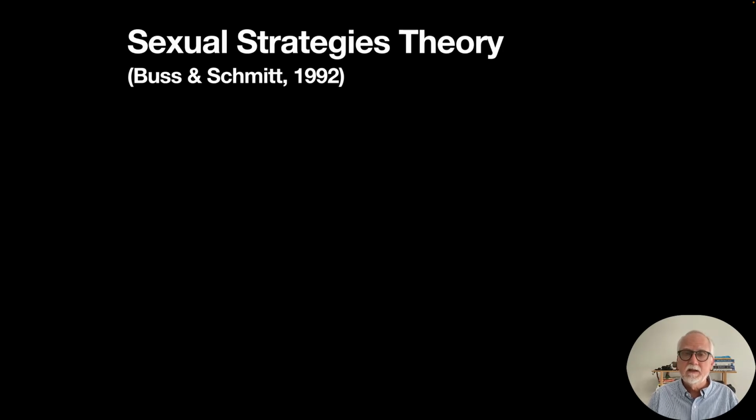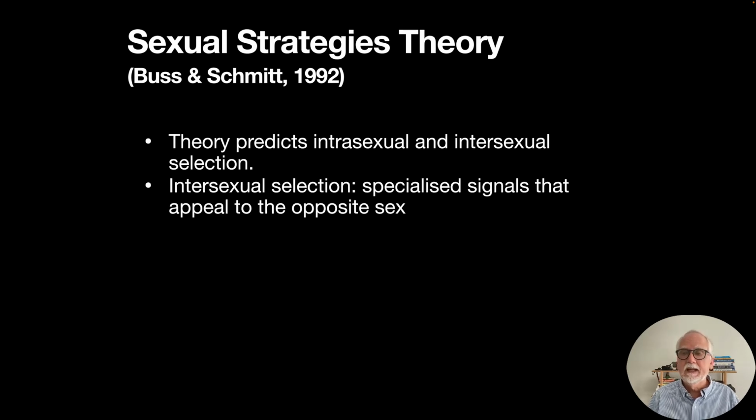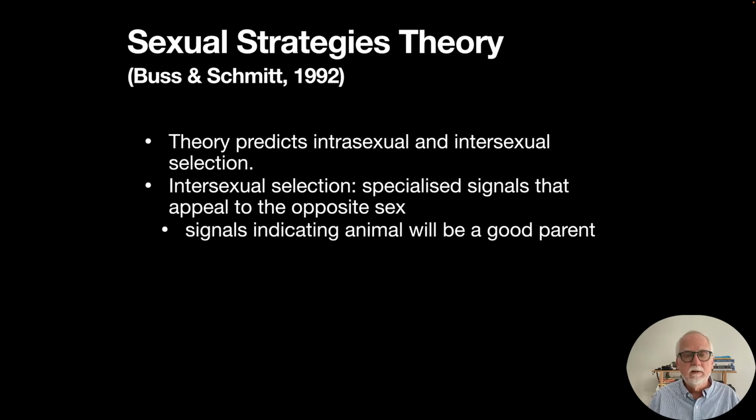Now, you saw that Buss talked a lot about something he calls sexual strategies theory, that he proposed all the way back in 1992. This is a theory of human sexual attraction that's supposedly based on principles of evolutionary biology. So the theory predicts that there are going to be intrasexual and intersexual selection pressures, just like Darwin talked about. In terms of intersexual selection, he thought there would be specialized signals that are going to appeal to the opposite sex. That there are signals that are given off that indicate that the animal will be a good parent. Here, the animal could be a human, right? So the human could give off signals that they could be a good parent. And also, there are going to be signals that indicate that they have good genes. And the idea here is that when you're thinking about mating with somebody, you're going to be looking for somebody who has good genes so that your offspring have a better chance of survival and making it in the world.